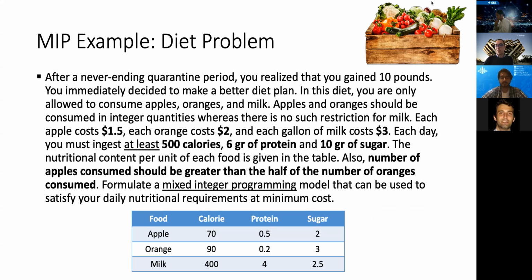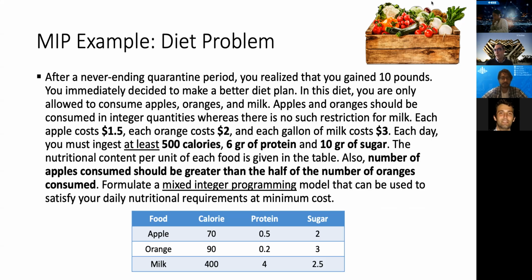Okay, so the diet problem. I first want to start with the simplest example you can come across by searching through MIP. Let's read the problem statement. After a never-ending quarantine period, you realize that you gained 10 pounds, which is quite likely. So you immediately decide to make a better diet plan. This is a different kind of diet. You are only allowed to consume 3 types of products: apples, oranges, and milk.